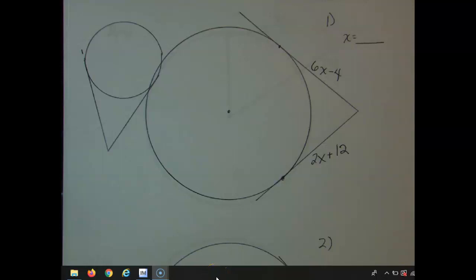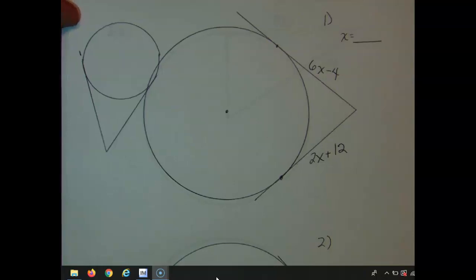Okay, welcome everyone to lesson 10.5. Now, for a lot of you, this is going to be kind of a review lesson from when we first started the unit on circles, but we're following along with Geometry Nation, so this is going to be kind of a reminder for a lot of you.